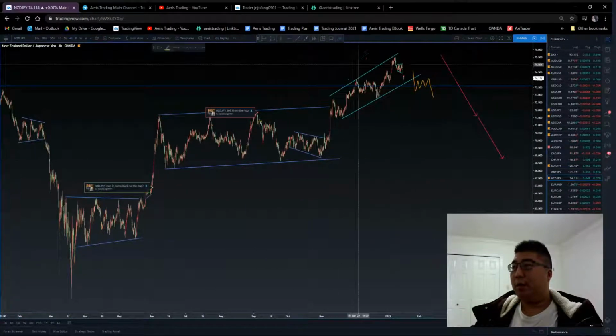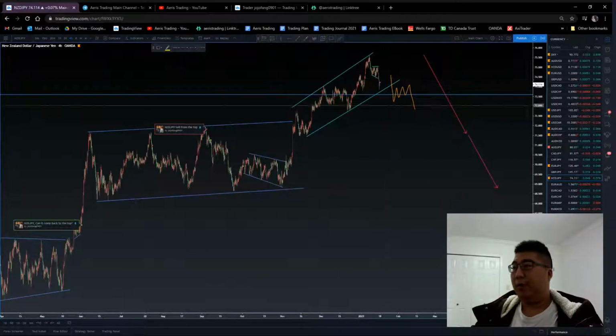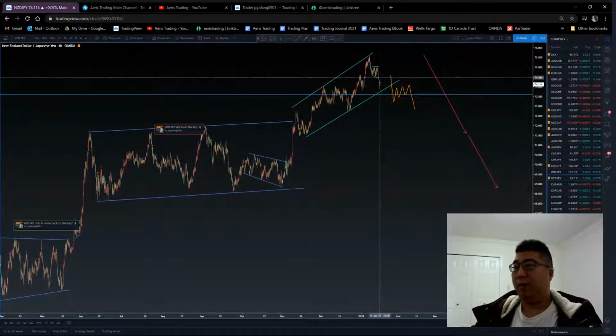So if we zoom out here a little bit, same approach as the few Aussie pairs that we went over. Don't jump in here yet. Wait for price to break out, right?